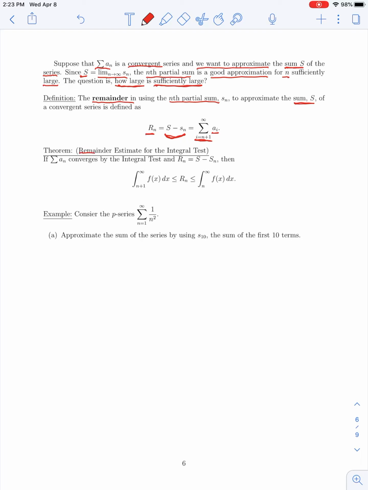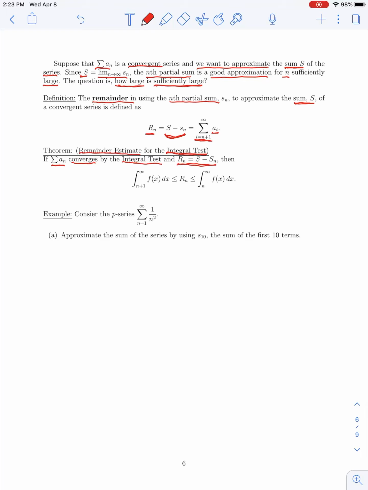And this theorem is what is called the remainder estimate for the integral test. So we know that for certain series, we could use the integral test to determine convergence. So examples would be p-series or series that we saw in the first part of this lecture. So let's suppose that we have some series of terms a sub n, which we are guaranteed is convergent by the integral test. And let's define R sub n as the remainder in the nth partial sum approximation.